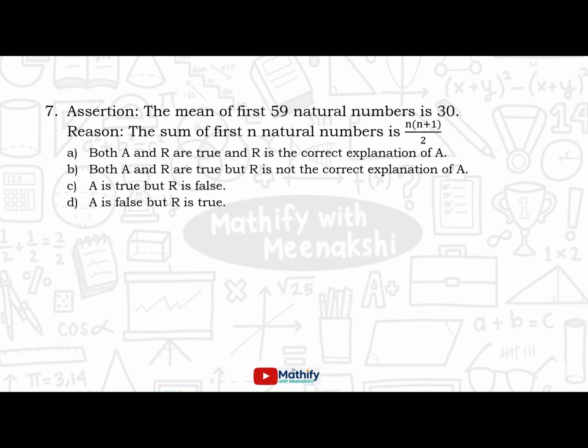Question number 7. Assertion: the mean of the first 59 natural numbers is 30. Right now only I told you the formula for the mean of the first n natural numbers, that is (n plus 1) by 2. So here the natural numbers are 59. So you can say (59 plus 1) by 2, and that's 60 by 2, and that's 30. So it is correct. Assertion is true.